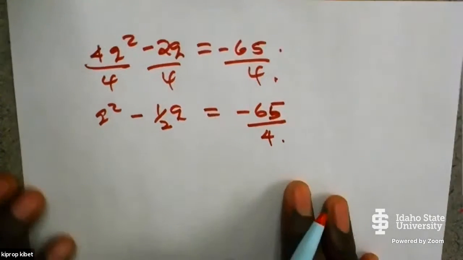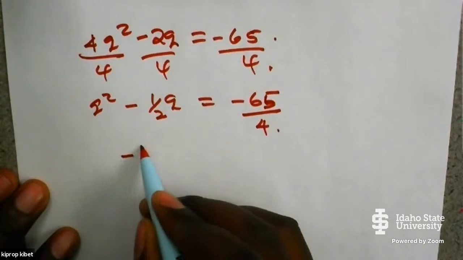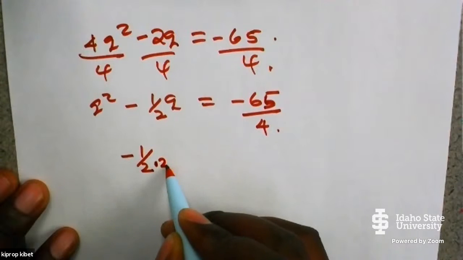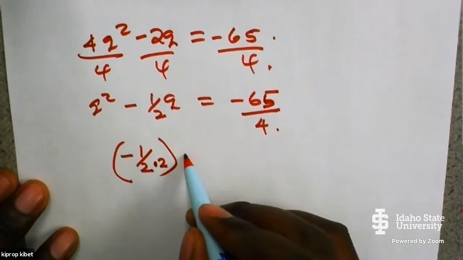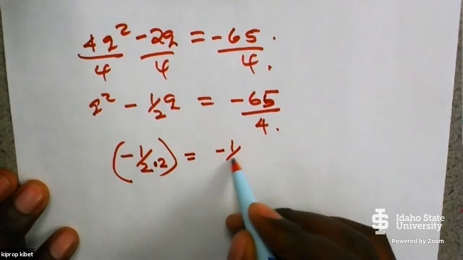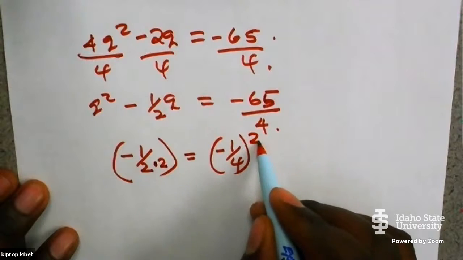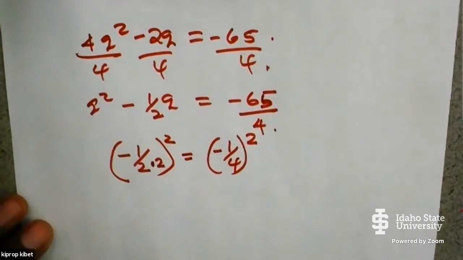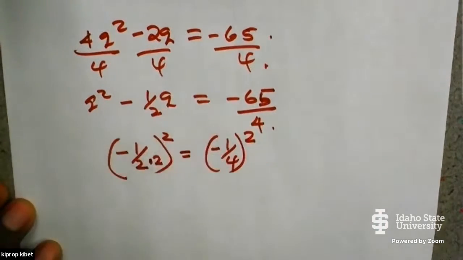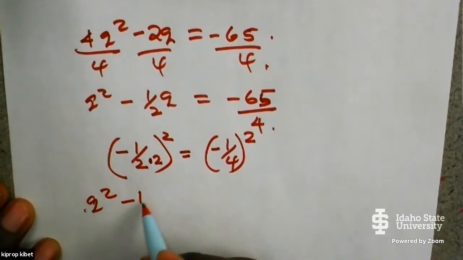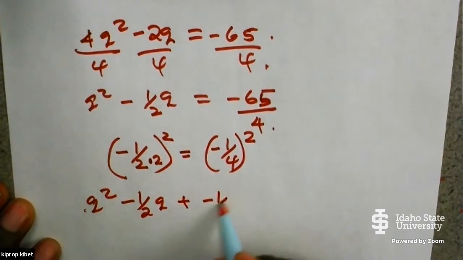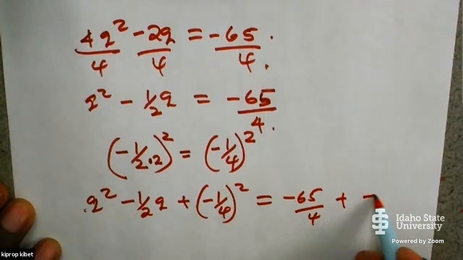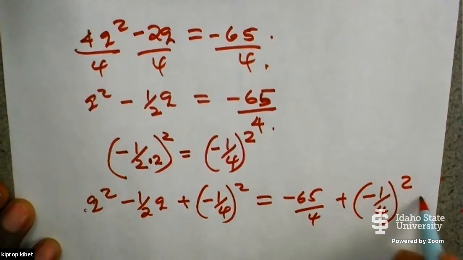Identify the coefficient of q, which is minus 1 over 2. Do what? Multiply by half, and this gives minus 1 over 4. And then you do what? Square. Then you come and add it on both sides. So q squared minus 1 over 2 q plus minus 1 over 4 squared equals minus 65 over 4 plus minus 1 over 4 squared.